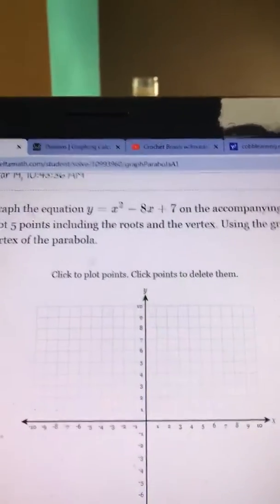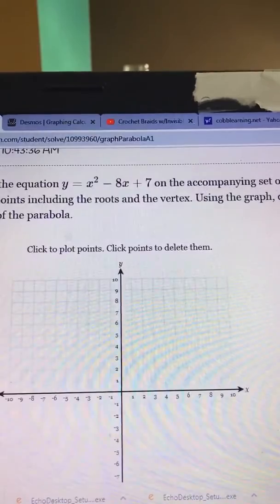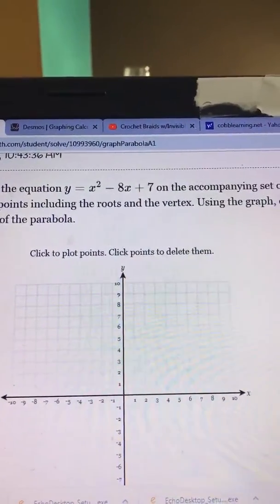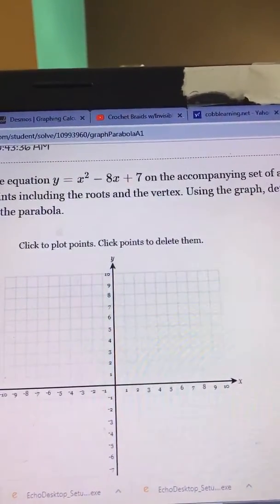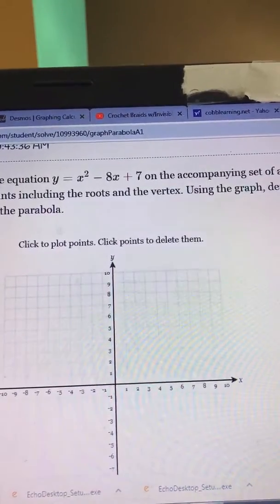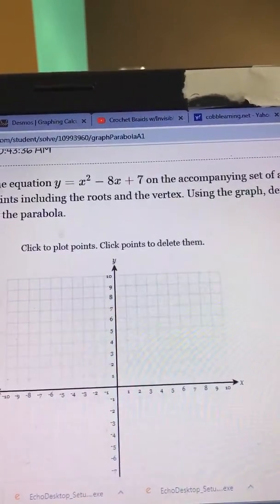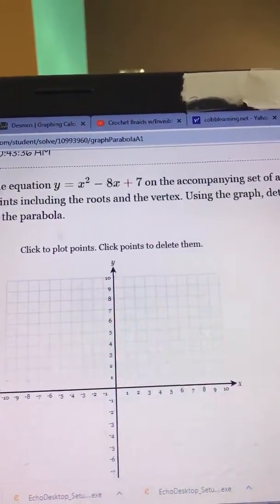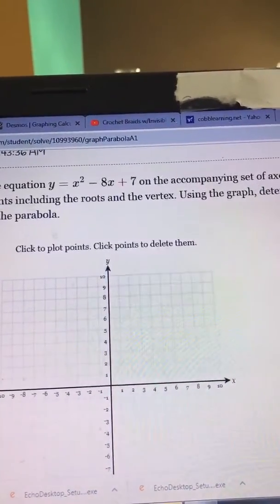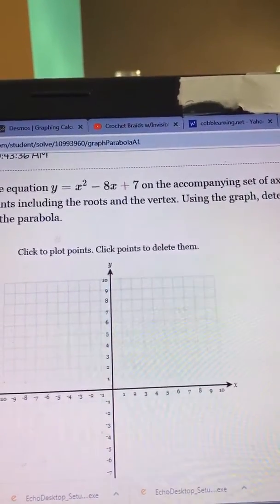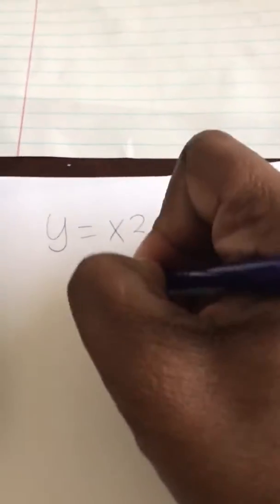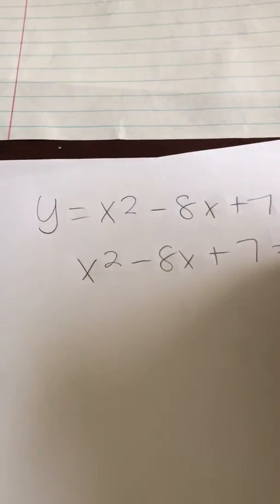When we look at this problem, it's asking us to use the graph to determine the vertex of the parabola. I'm going to use complete the square. We could use negative b over 2a. The last video showed you negative b over 2a, so in this video, I'm going to use complete the square. So we have x squared minus 8x plus 7 equals 0.